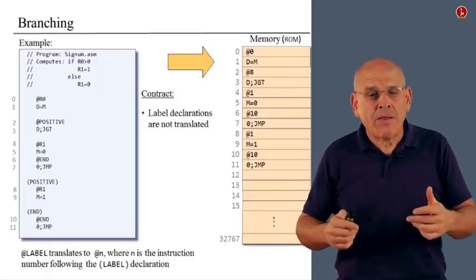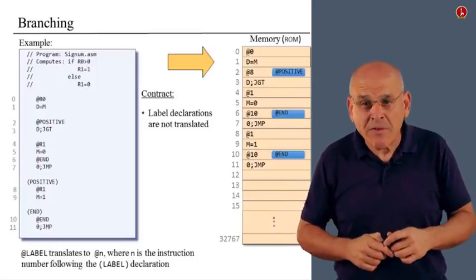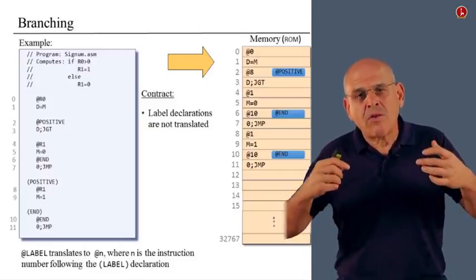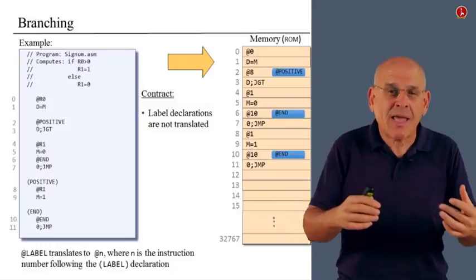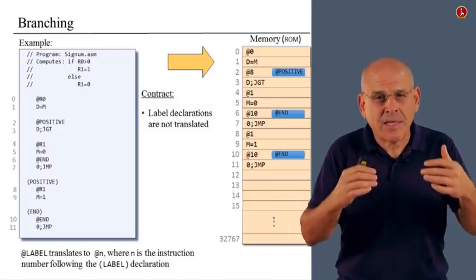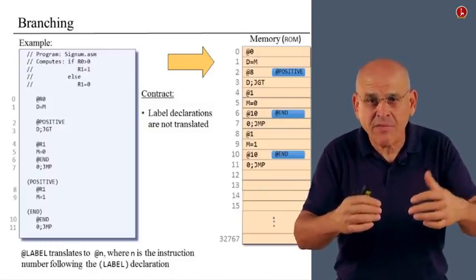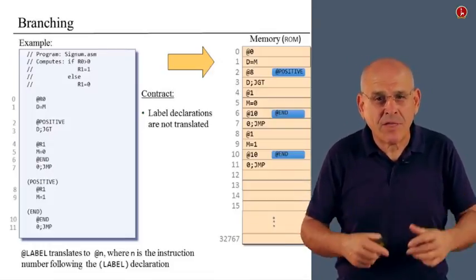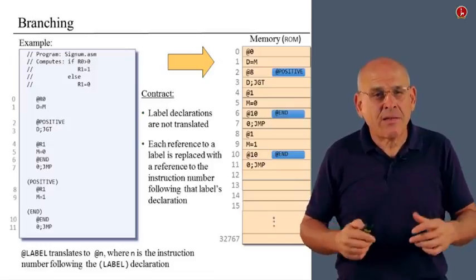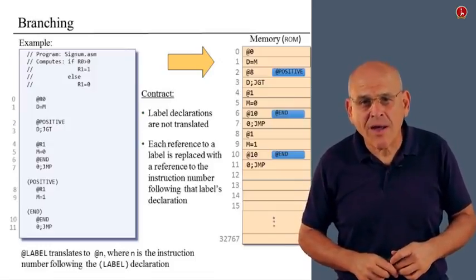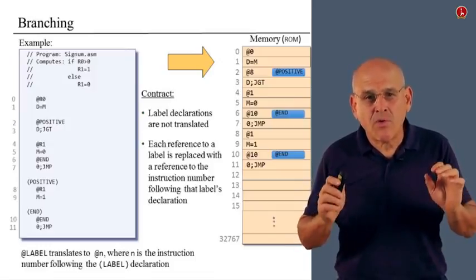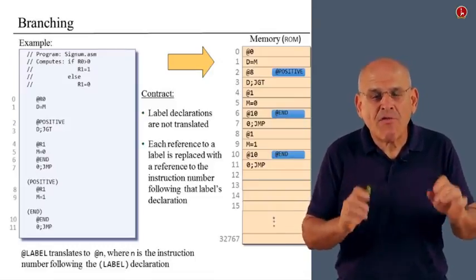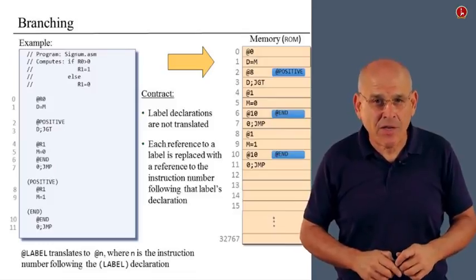Okay, what about the references to the labels? Well, the references to the labels definitely get translated, and what used to be @positive becomes @8, because 8 is the instruction just after positive, and what used to be @end becomes @10 for the same reason. So the second part of our contract is that each reference to a label is replaced with a reference to the instruction number following that label's declaration.